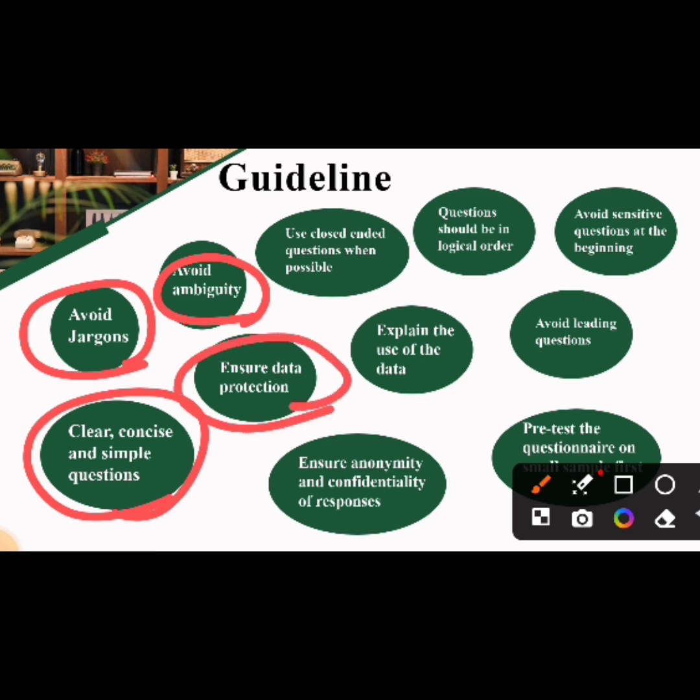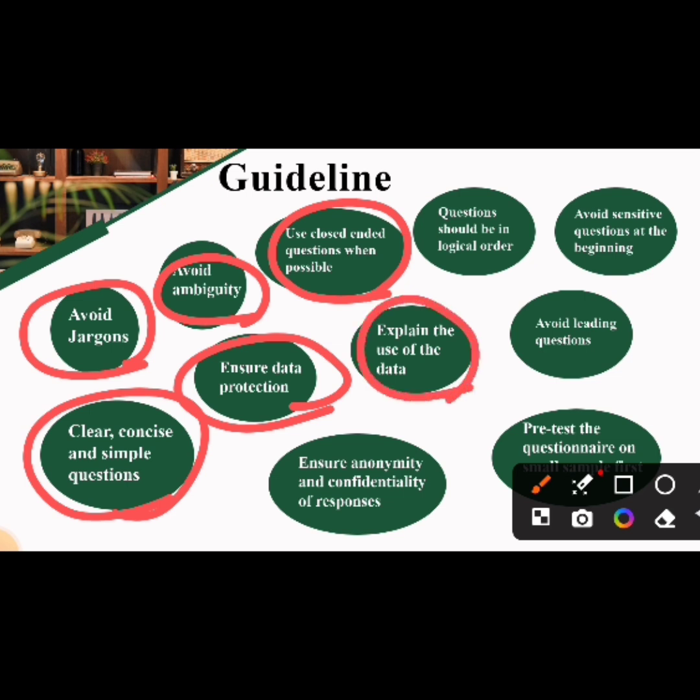Ensure data protection, yes, you have to assure your respondents that their data will be confidential and their data is only used for the research purpose. So you have to give them that protection of their data. Use close-ended questions when possible, because close-ended questions will give you proper freedom to analyze. These questions will help you to analyze the data easily.